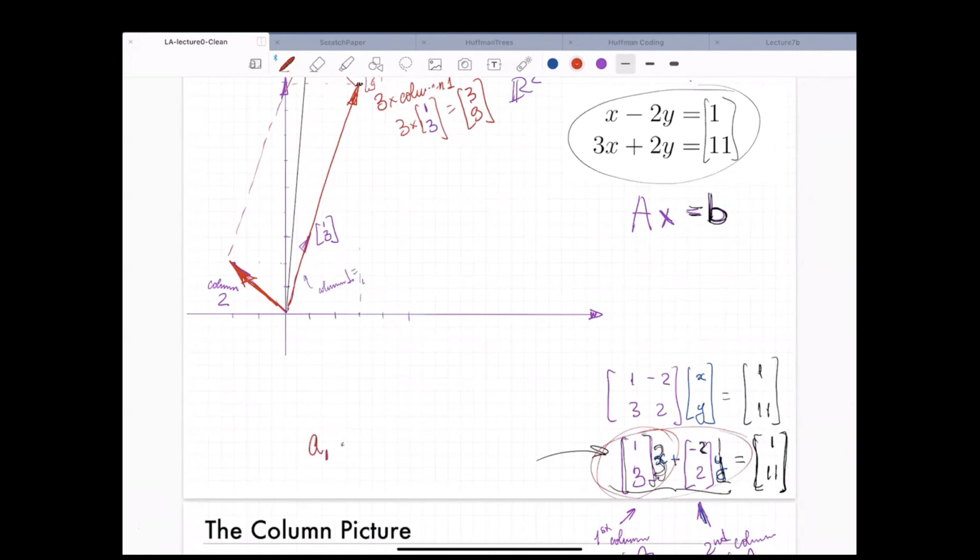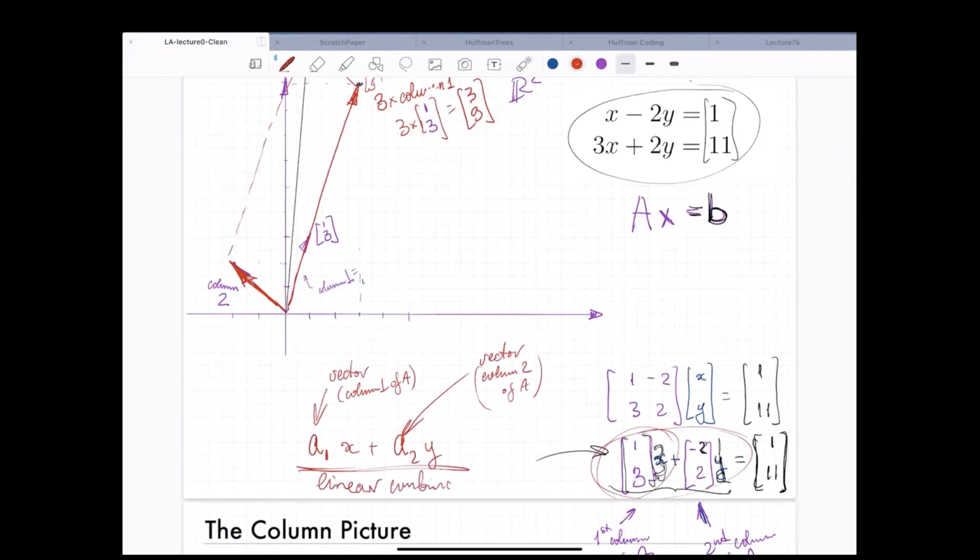A1 times x plus A2 times y. It's called this vector. This is vector column 1 of A. This is another vector. This is column 2 of A. Okay, that's another vector. This is called linear combination, important term, linear combination of A1 and A2 as vectors, as 2-dimensional vectors.